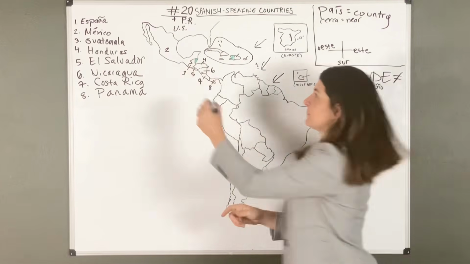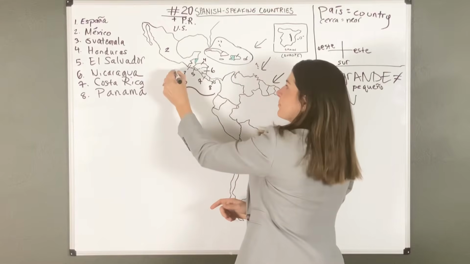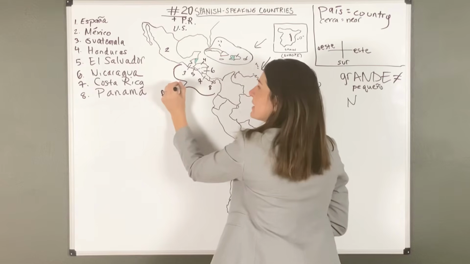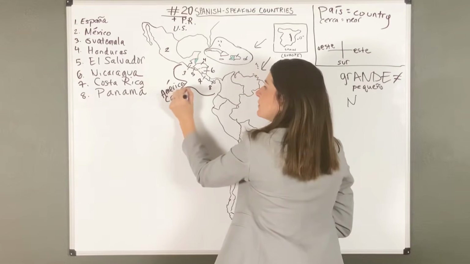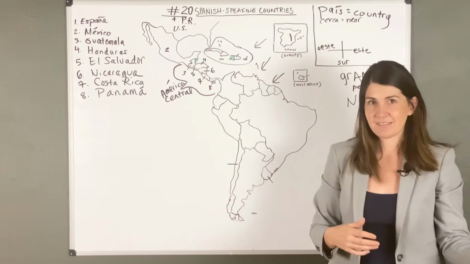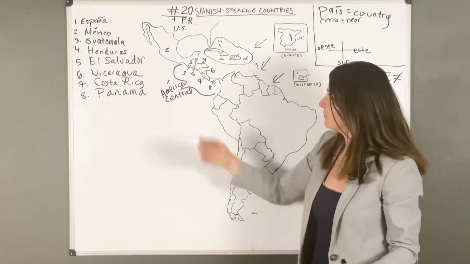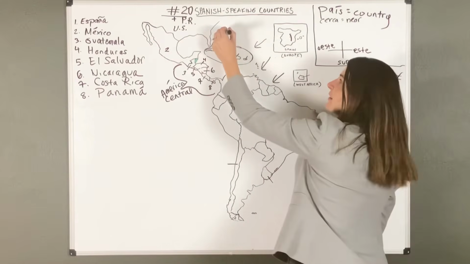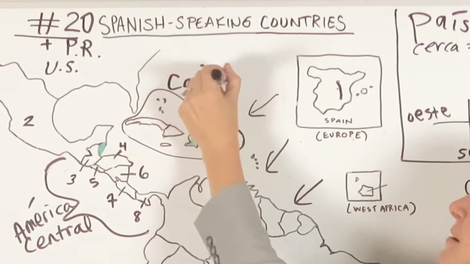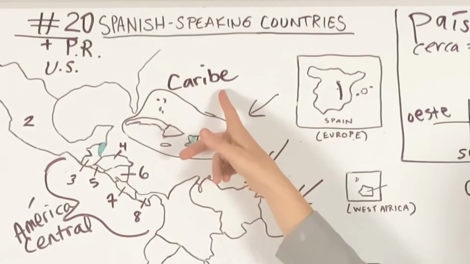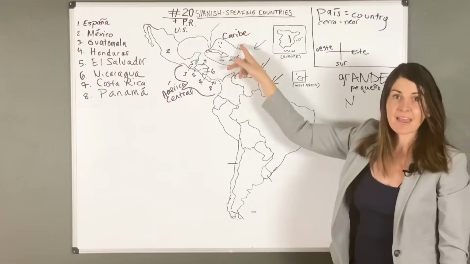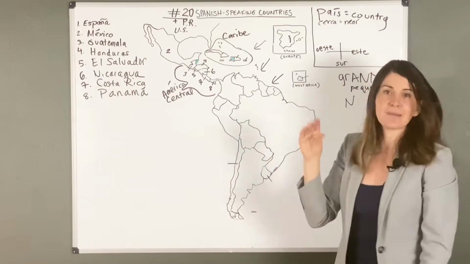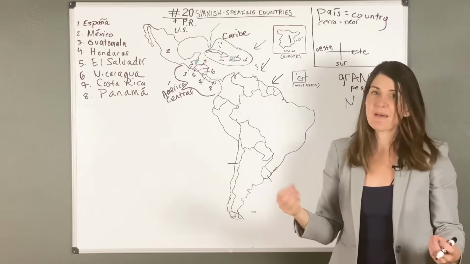Estos países están en América Central. O Centroamérica. ¿Ok? Ahora vamos al Caribe. Caribe is Spanish for Caribbean. Y en el Caribe hay tres países de habla español. 3 países hispanohablantes.